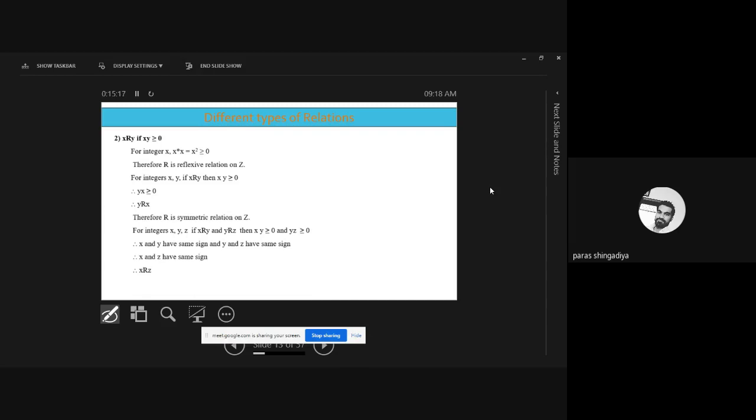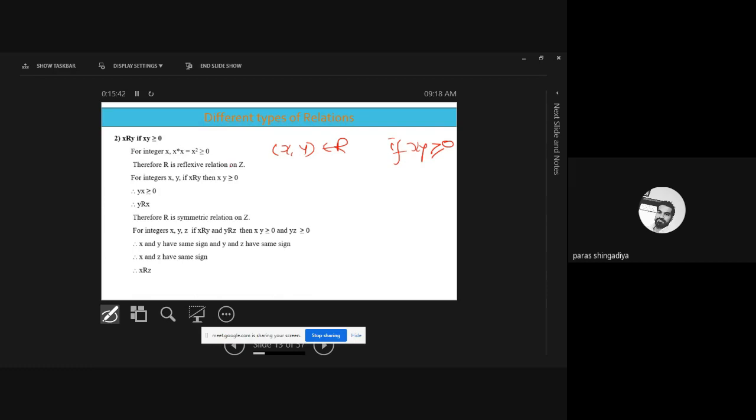(X, Y) where X into Y is greater than or equal to 0, on the same set Z. Clear? For every X, Y belongs to Z, (X, Y) belongs to R if X dot Y is greater than or equal to 0. Okay, you have to use such pairs whose dot product is greater than or equal to 0. So this type of relation we have in this R. And now check whether it is reflexive, symmetric and transitive or not.